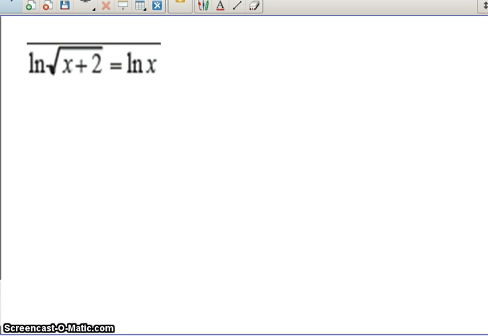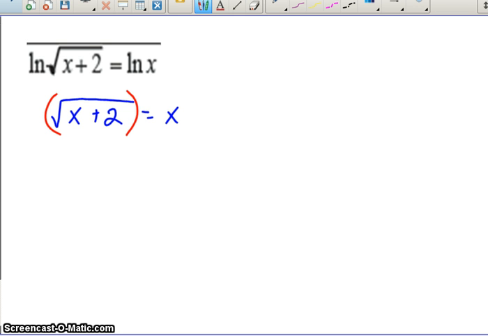Next: ln of the square root of x plus 2 equals ln of x. This one is a little bit easier because both sides have a natural log function. That means whatever's inside the natural log function has to be equal. So we have the square root of x plus 2 equals x. Now this looks just like a problem that we solved back in chapter 1. We're going to square both sides, and that's going to give us x plus 2 equals x squared.